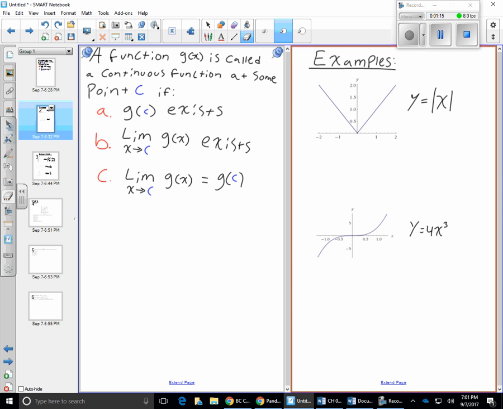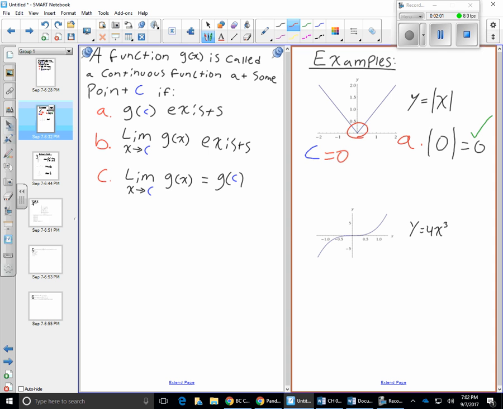I have our definition on the left, and here are some example functions on the right. So y equals the absolute value of x. Let's see if this function is continuous at its most interesting point, x equals 0. Let's say c, in fact, c equals 0. We'll be testing A here. You'll get the absolute value of 0 equals 0. So this exists. We're going to check this off. It's got the green light.